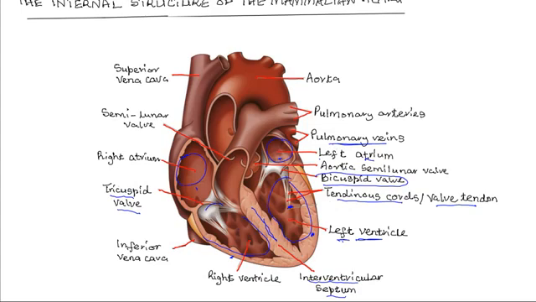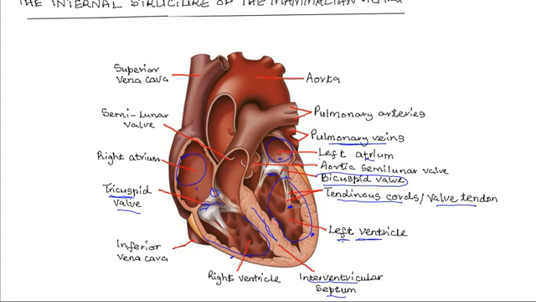The valves on the right side are known as tricuspid because they have 3 flaps. Only 2 are shown here. Whereas the bicuspid valves are so called because they have 2 flaps. But both of them are supported by the tendinous cords that prevent them from turning inside out when the ventricles contract.